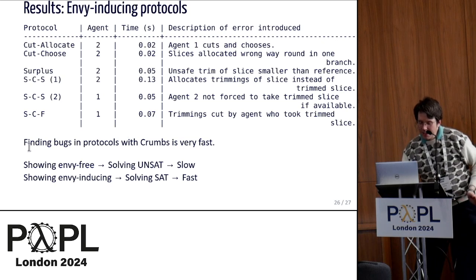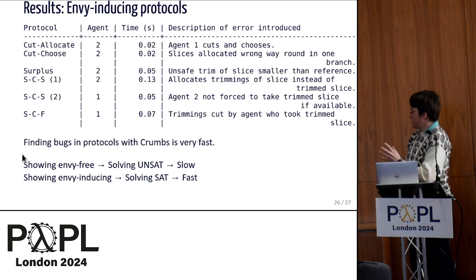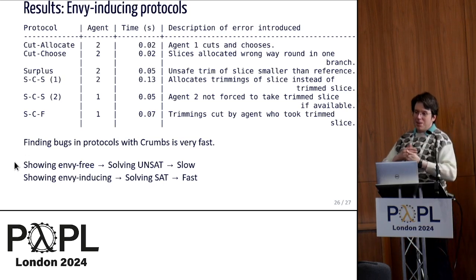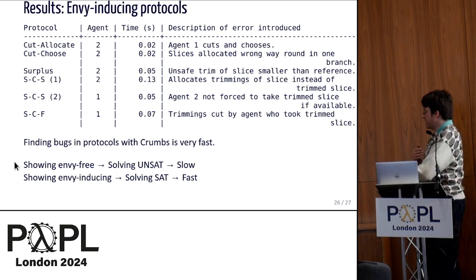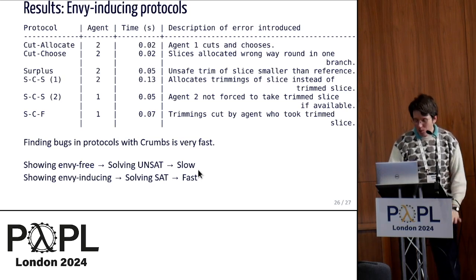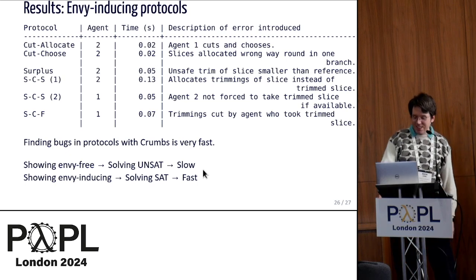So why is showing a protocol is envy-inducing comparatively so fast? Well, when you want to show a protocol is envy-free, you have to solve an instance and show it's unsat. When you show a protocol is envy-inducing, you have to solve it and show it sat. And as a rule of thumb, showing unsat is slow, and showing sat is fast.